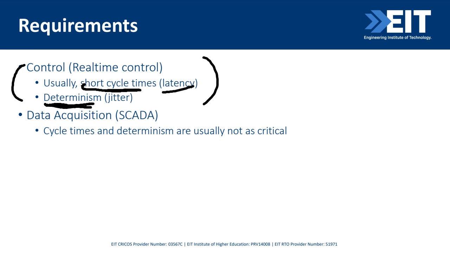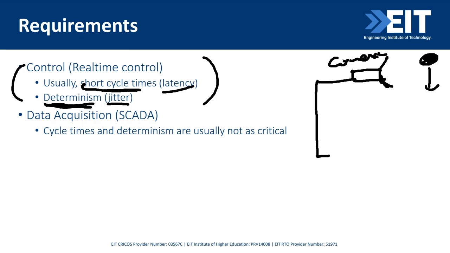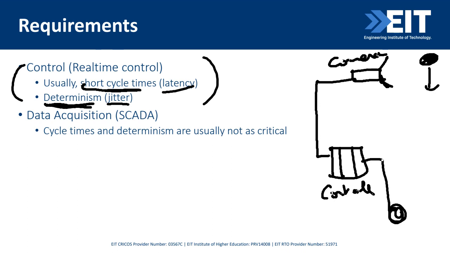Let me give you an example. Imagine you have an application where there's a camera here. The camera is watching when objects are falling. It sends data to a controller. The controller sends data to a robotic arm, trying to capture or to catch this moving object. Now, between the moment the camera detects the object and the controller receives the signal and then transmits the signal to the robot, let's say it's acceptable for us to be 20 milliseconds. So we need a cycle time of 20 milliseconds.